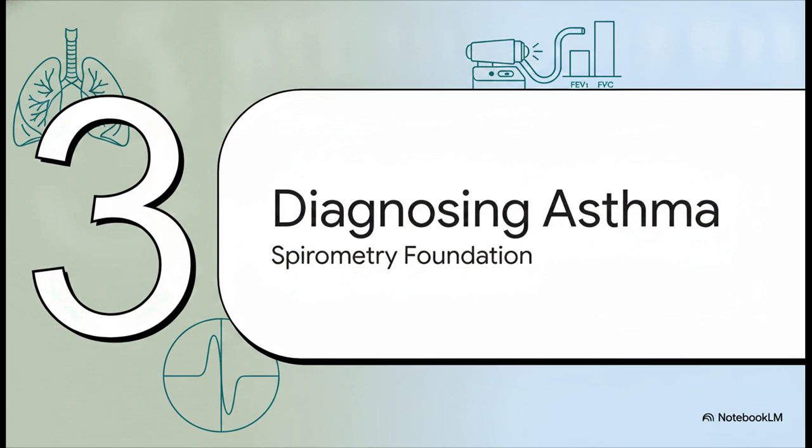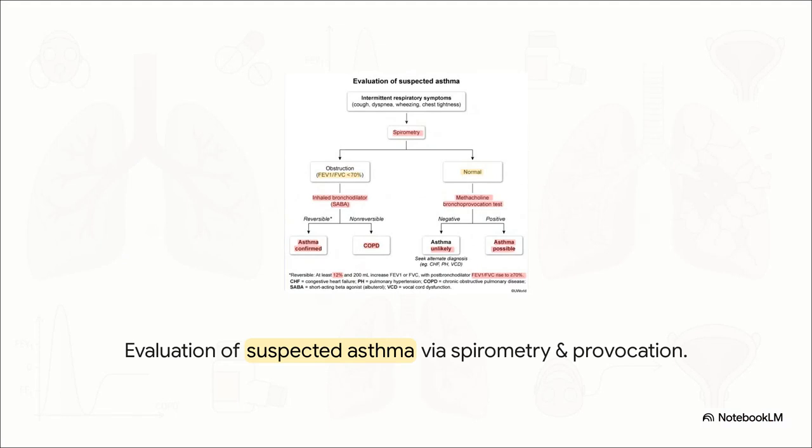Section 3, diagnosing suspected asthma. Let's see how this builds on our spirometry foundation. If a patient has intermittent symptoms, like cough, dyspnea, or chest tightness, start with spirometry. If the baseline shows obstruction, you confirm asthma with bronchodilator reversibility. But if the baseline spirometry is totally normal and your clinical suspicion remains high, your next best step is methacholine bronchoprovocation testing. If that comes back negative, asthma is off the table, and you need to find an alternate diagnosis.